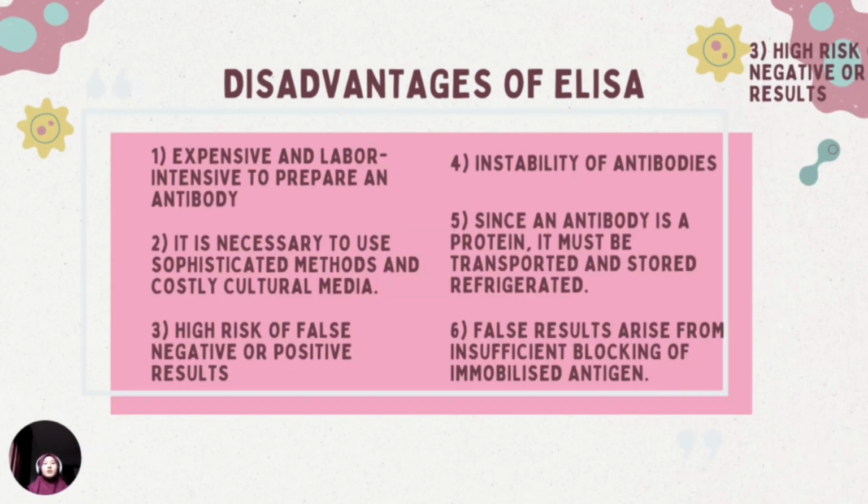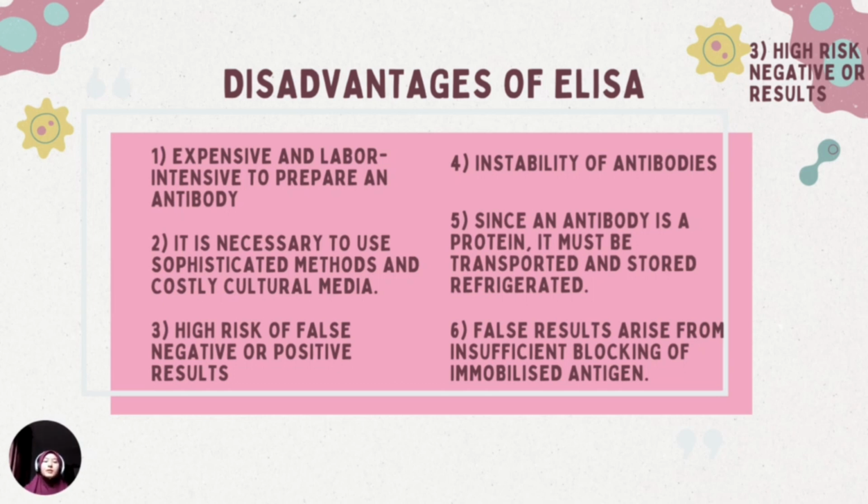Next, we move on to disadvantages of ELISA. Firstly, it is expensive and labor-intensive to prepare an antibody. The second one, it is necessary to use sophisticated methods and costly cultural media. The third point will be high risk of false negative or positive result. It is because of the high sensitivity and high specificity.